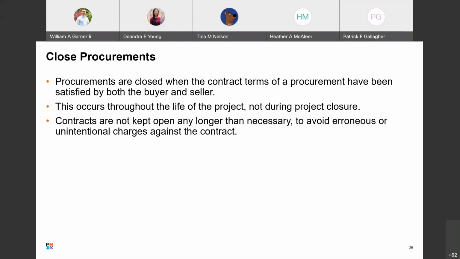Heather, is this anything that you deal with? You deal with the budgeting, right? Do you deal with contracts as well, procurement, as part of your day-to-day?